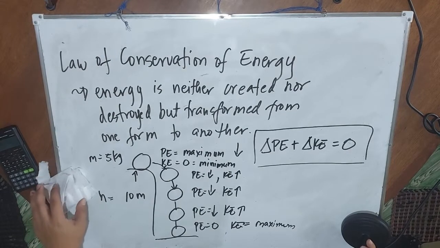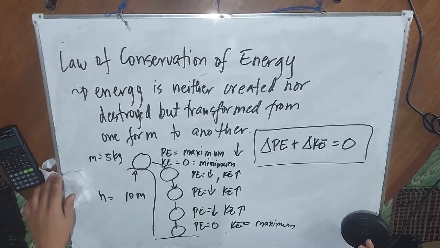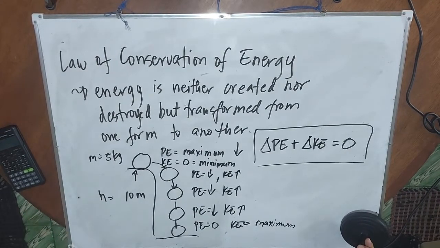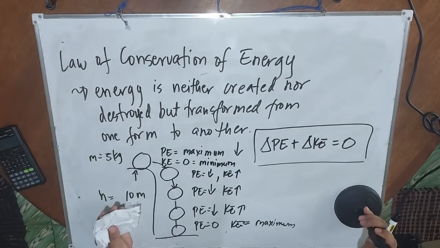Okay, sabi nga ni Isaac Newton, if you have an idea but you cannot put it to numbers, you don't have an idea at all. Okay, so sige nga, itong idea na ito, ilagay natin sa numbers.